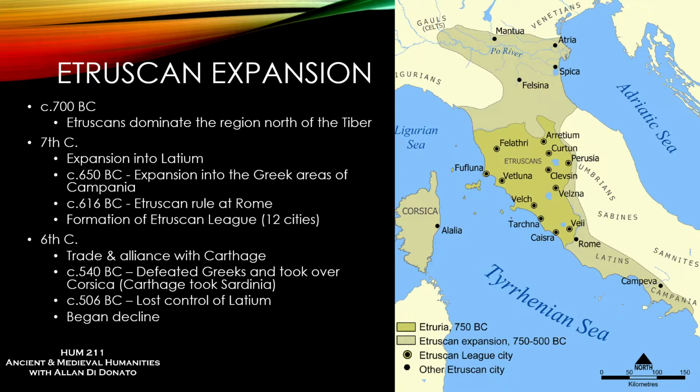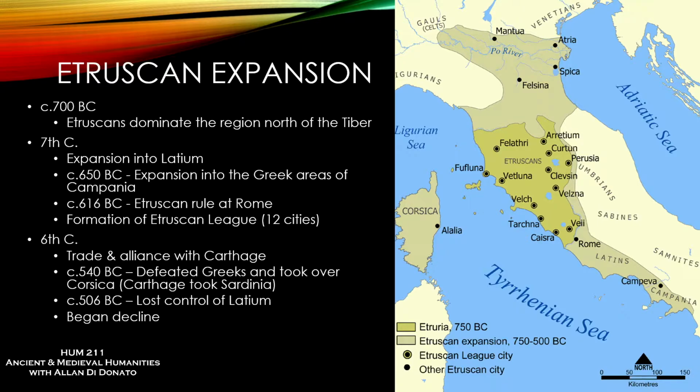They're in conflict with the Greeks. They actually lose by 506 a lot of the territory that they had gained in the middle. So earlier, like 540 BC, they've defeated the Greeks after they've taken over the island of Corsica. Carthage around this time has actually taken the larger island of Sardinia, just south of Corsica. But around 506, and this is a period that we're going to look at with respect to Roman history in a second, they start to lose control of the region of Latium, and their decline begins.